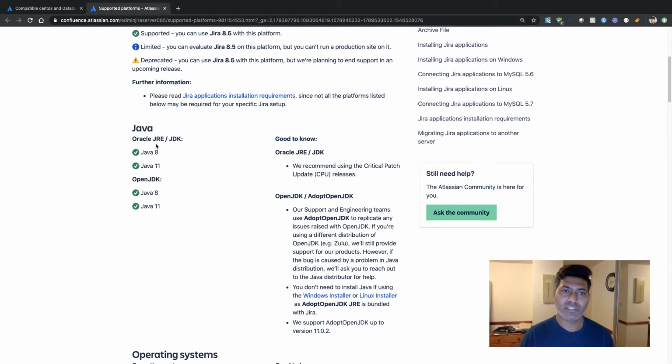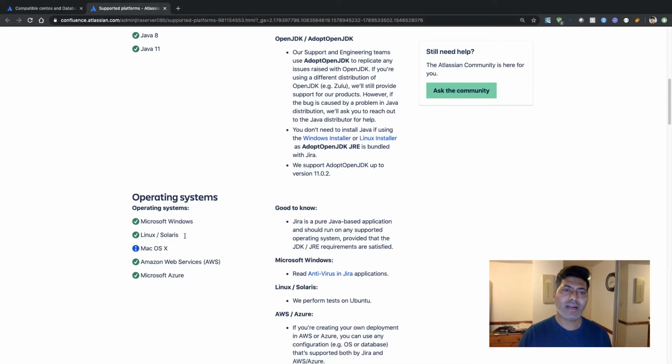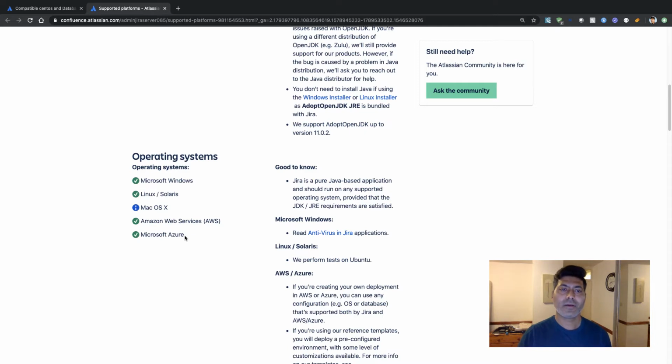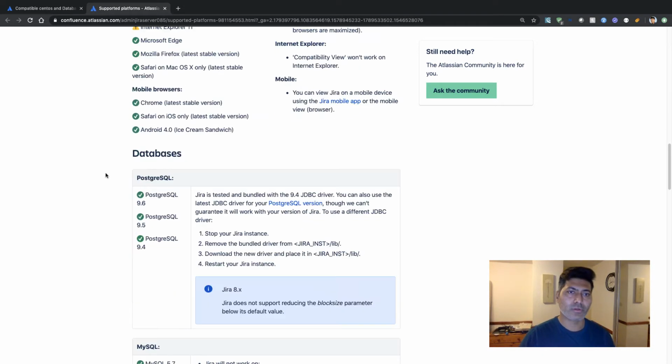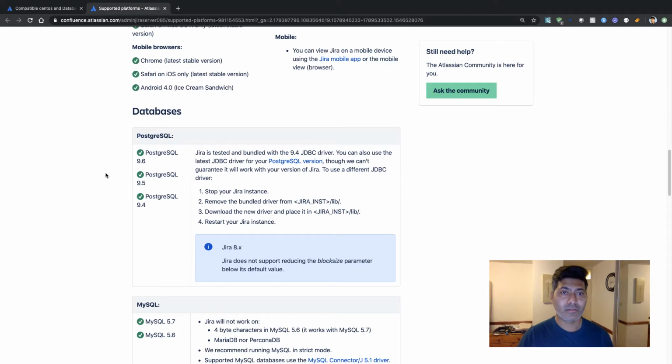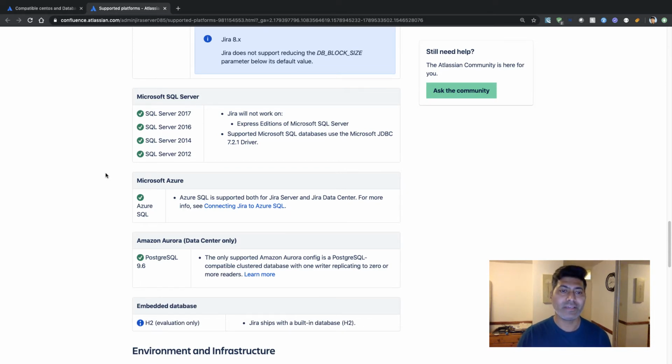So apart from the Java version, you can also take a look at the operating system. You can see here that Microsoft Windows, Linux, Amazon Web Services, and Microsoft Azure, these operating systems are supported, and you can also use Jira on a production instance where you have these operating systems. You can also find the recommendations about the browser and also the databases like Postgres, MySQL, Oracle, and Microsoft SQL Server, along with the version of these databases.